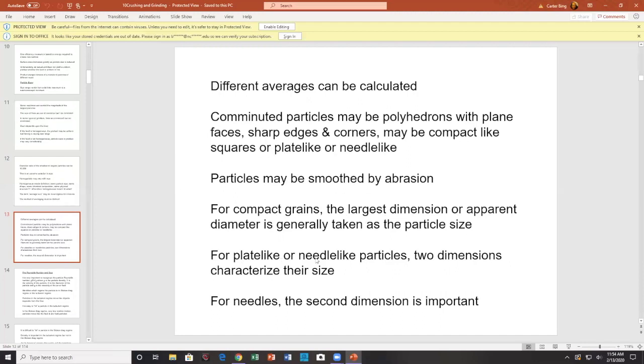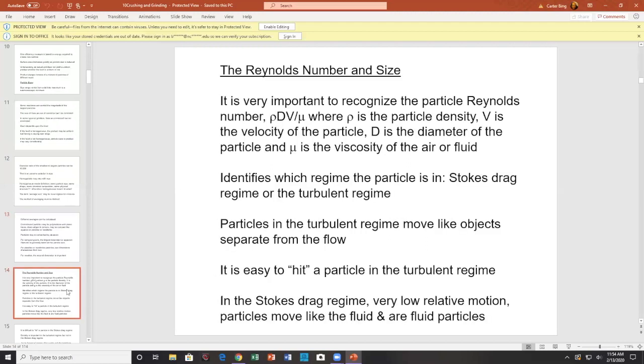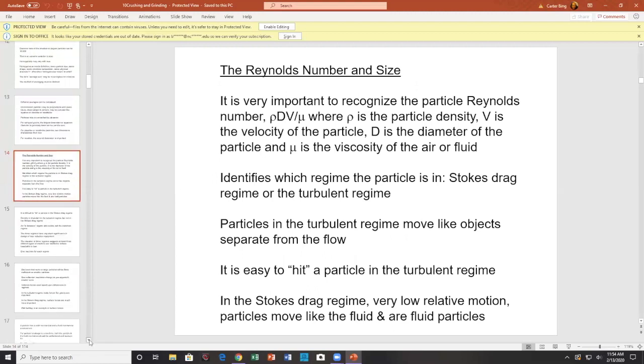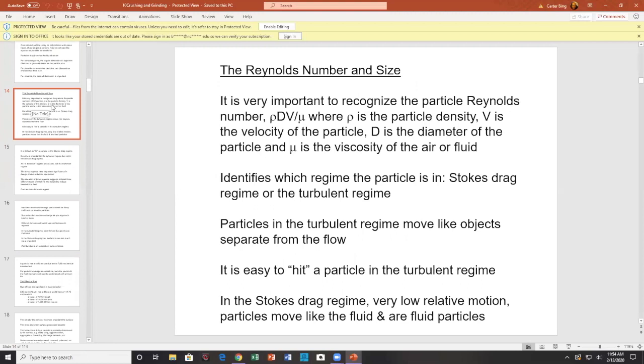However, for plate-like or needle-like particles, there may be two dimensions that characterize their size: the length of the needle and the diameter of the needle. The second dimension is important for, say, needles. The Reynolds number is probably not a well identified number in crushing and grinding, but it should be calculated for your machine. Very important to recognize the particle Reynolds number.